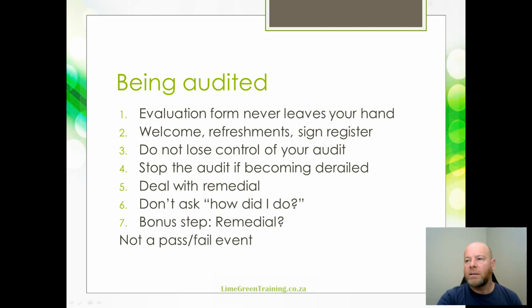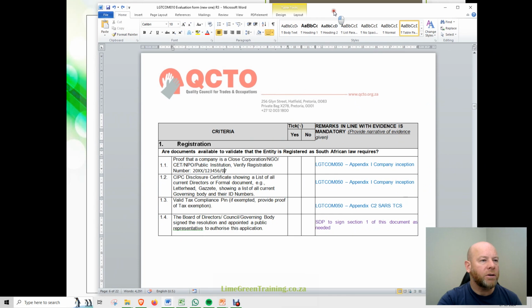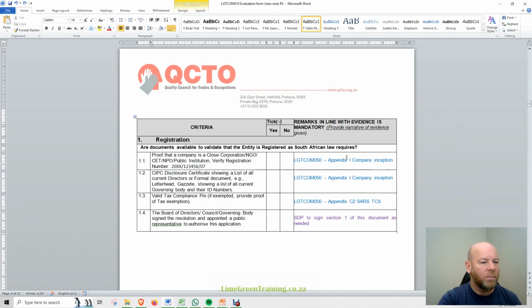Deal with remedial. As the auditor goes through this form, they may pick up items of remedial. So for example, if they were auditing you on this form and they said, okay, proof that a company is a closed corporation, public institution, etc. So they want your proof, your CIPC document. So I've linked it to the QMS. Appendix I is the location in the QMS where that document exists.